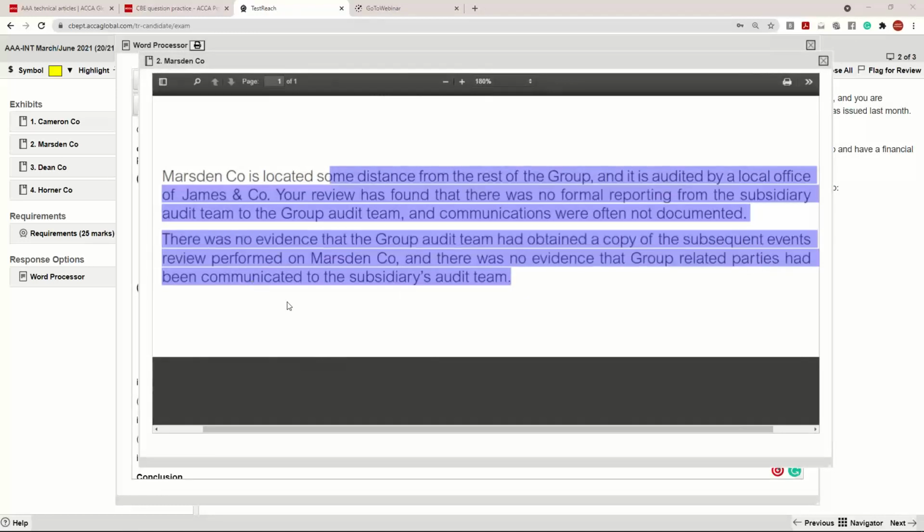Okay, let's read the Marston Company. Marston is located some distance from the rest of the group and is audited by the local office of James Company. So do we have the same auditor? James Company is a group auditor, and James Company is also the auditor of Marston Company. So do we have the same auditor here? Everyone? Yes.